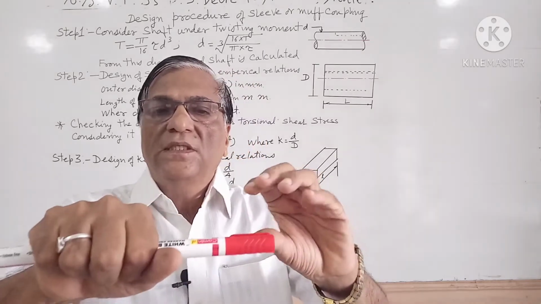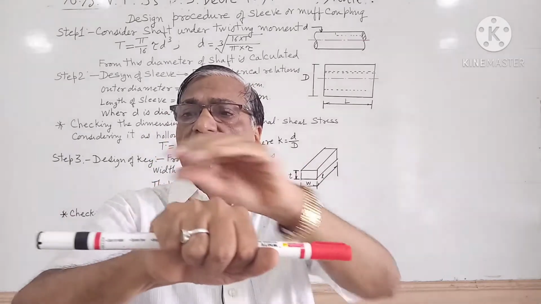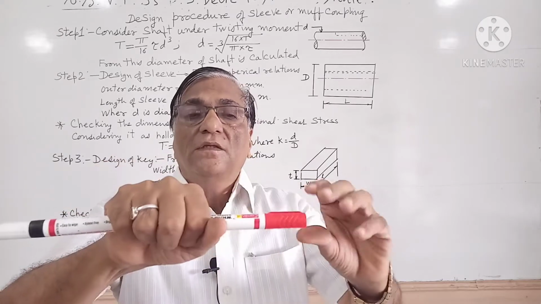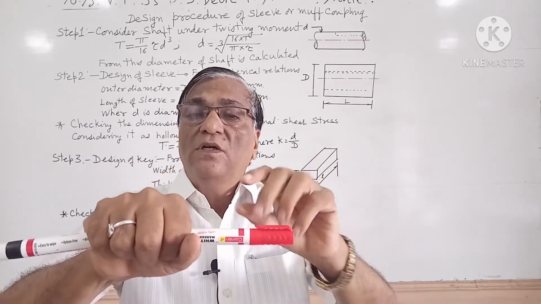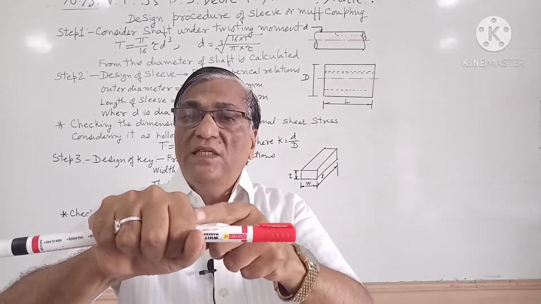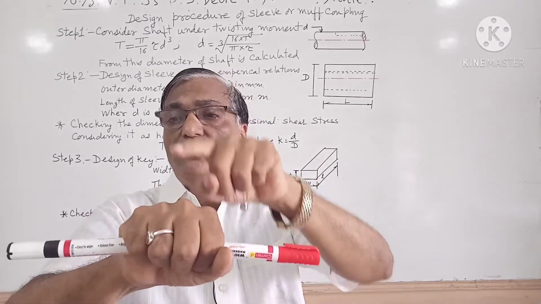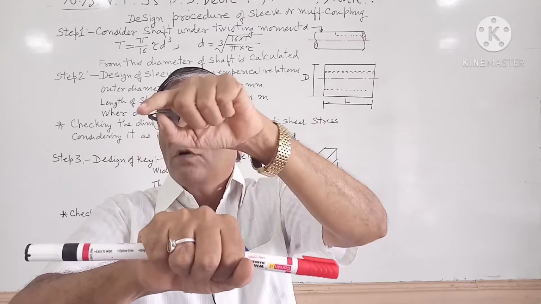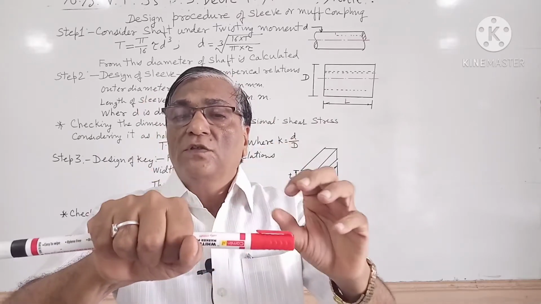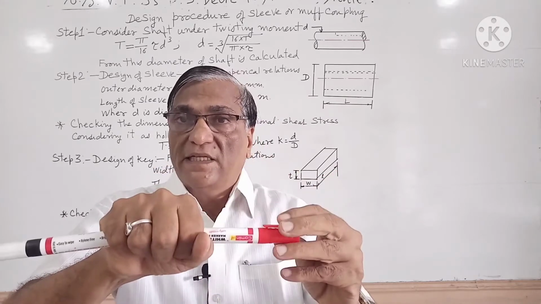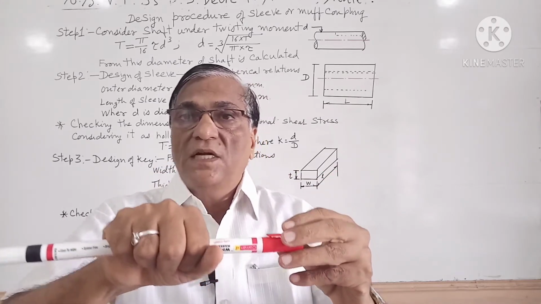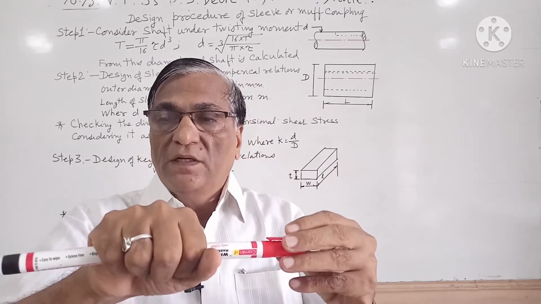Now suppose here a motor is attached and here a device is there. So the motor drives this shaft, so power goes from this shaft to the key, and from key to the sleeve, and from sleeve to again the key, and from key to this shaft. So in this way power from this shaft to this shaft is transmitted. So this is the simplest type of coupling.